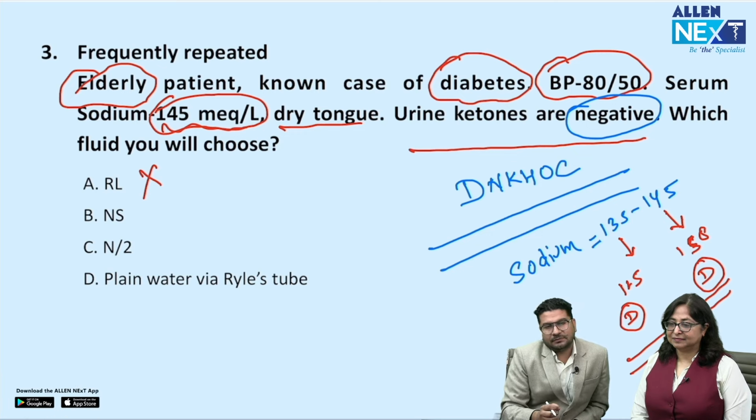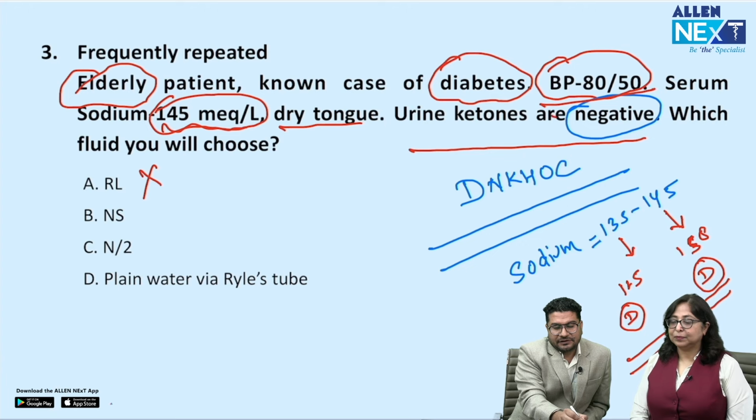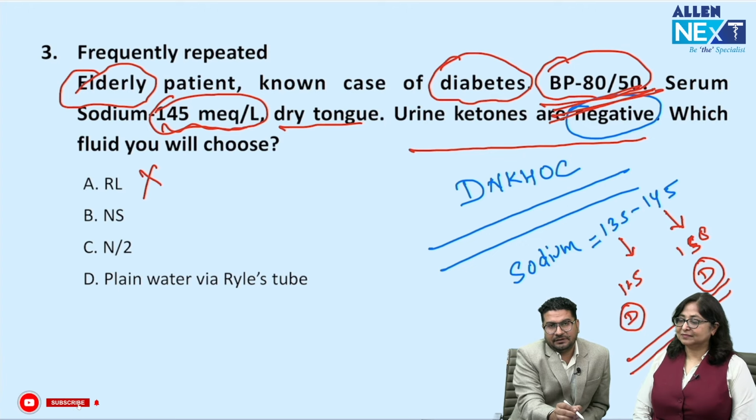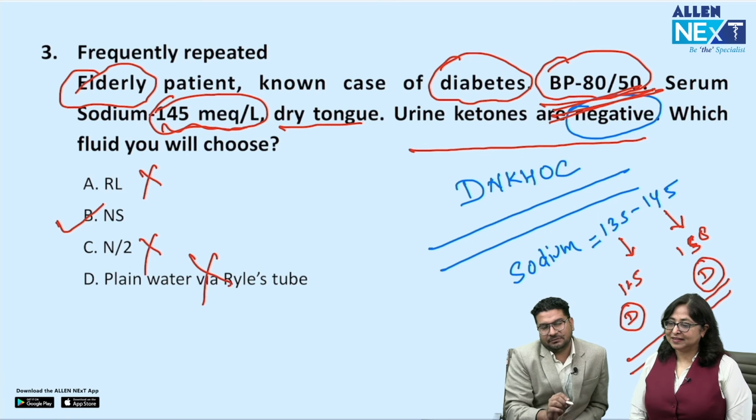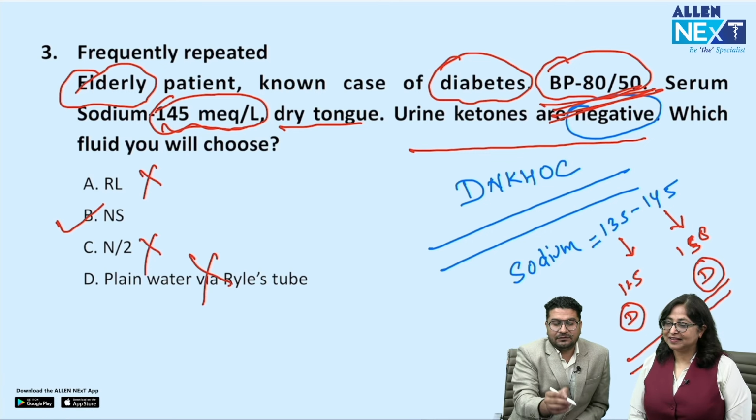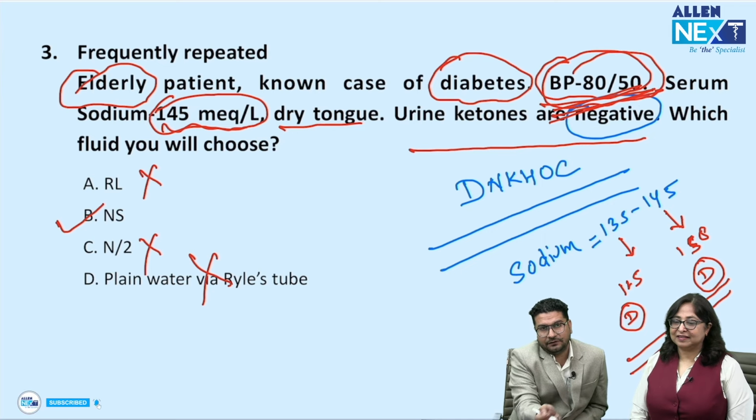Now you can see NS, normal saline, or N by 2. If in the same question the sodium value was 158, then the better answer would be N by 2. But here you can see the patient's BP is very low, so the patient is in shock. Nothing can increase the BP better than normal saline. Plain water with Ryle's tube? No. So the answer will be normal saline. Here we have to treat this acute complication, because we should treat the shock first. For treating this, we have to give normal saline.